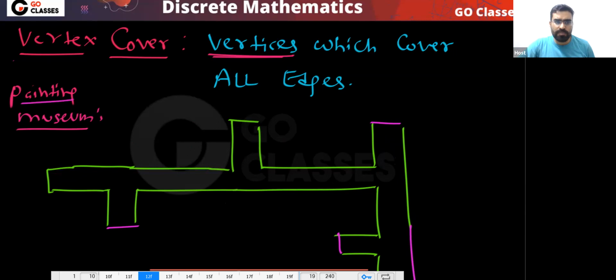So you have a painting museum. In this painting museum, how many security guards do you need? What is the very trivial answer? Can anyone give me a very trivial answer? 100 security guards. One security guard you place everywhere. One here, one here, one here. Yes or no? This is a very trivial answer. You don't have to apply your brain.